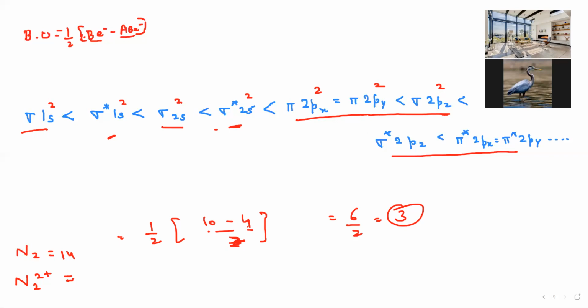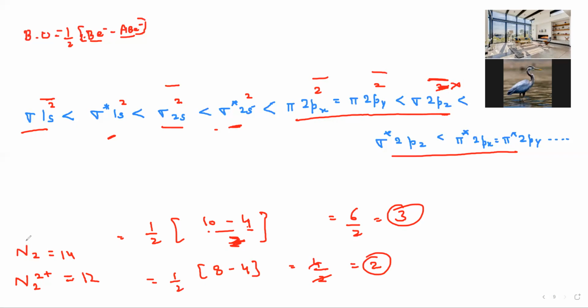If it is 12, it means we don't need to fill that. So how many bonding electrons? 8. So 8 minus 4 is 4, and 4 divided by 2. So your answer is 2, right?